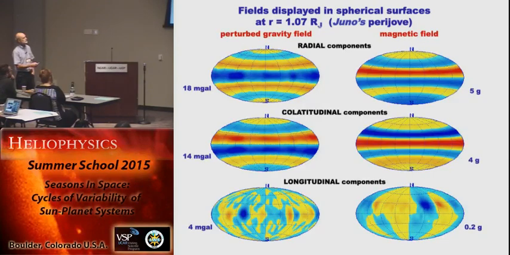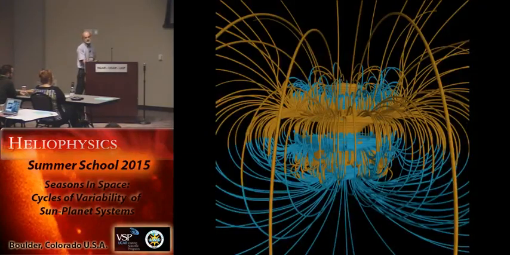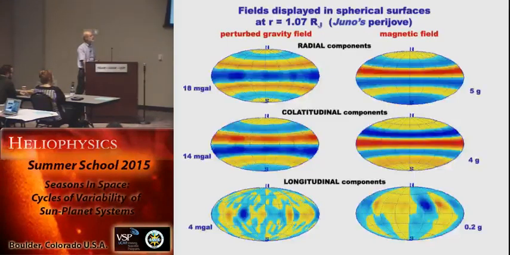But you see something similar in the magnetic field. This is just the same as this picture, basically. That's a 3D representation, and this is a 2D representation of the radial component of the magnetic field. Upward here, downward here, upward, etc.